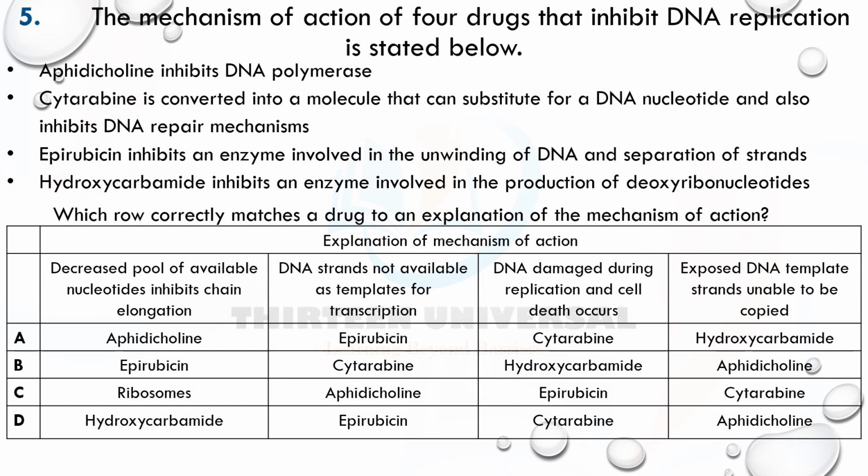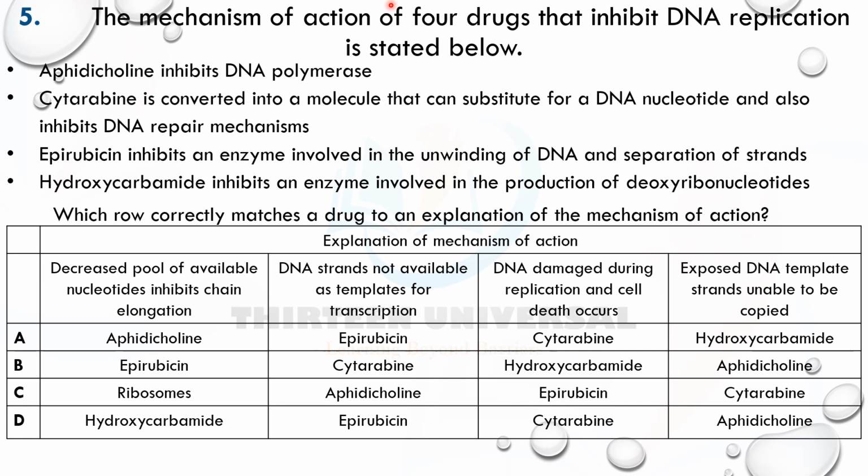If you are a pharmacist building a drug to save lives, to destroy a pathogen, you must know what your drug is targeted to do. Every drug or antibiotic has a target site in the pathogen. So look at what we have here. The mechanism of action of 4 drugs that inhibit DNA replication is stated below.